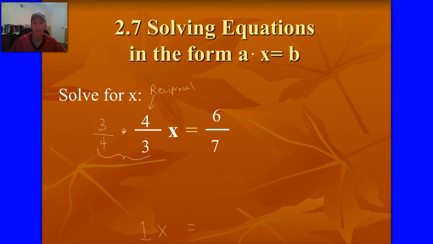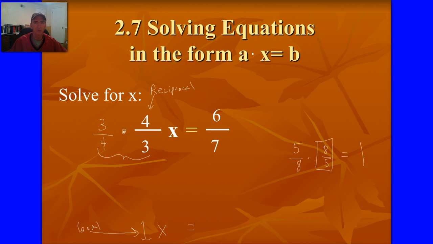I think we had a slide way back earlier that was something like this. 5/8 times something equals 1, and we figured out that was 8/5. Okay, the goal is to get 1x. That's your goal. So if I multiply 3/4 times 4/3, look at these cancel out.